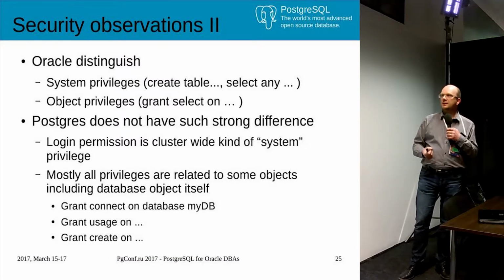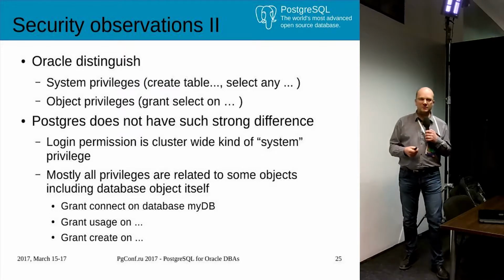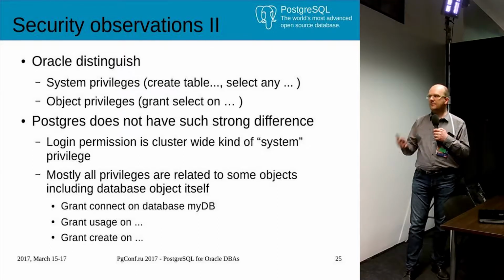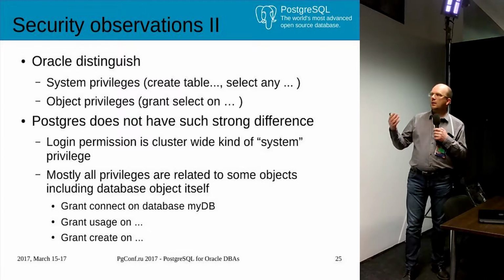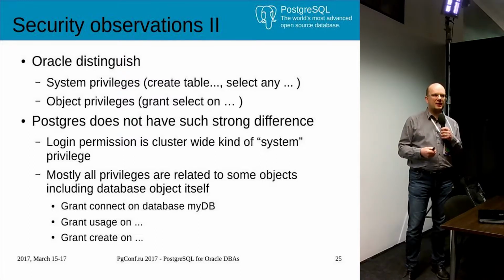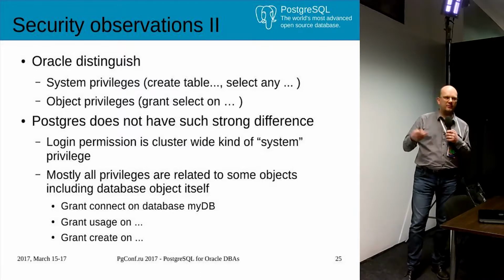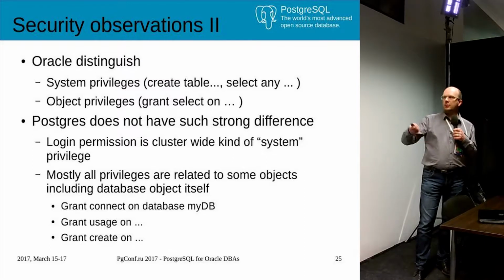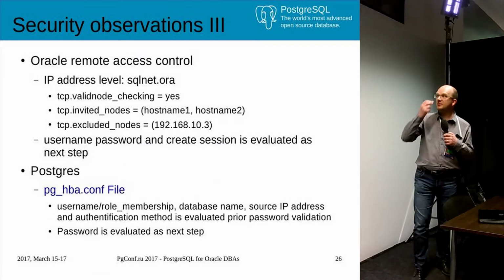Oracle has the concept of system privileges and object privileges. In Postgres, there's not such a strong difference, but we can think of the login permission as a kind of system privilege, whereas most of the permissions are object related. So you can grant select on a table, and you can grant usage on a schema, for example, or connect to a database for sure. Yeah, I'm a bit out of time, sorry.